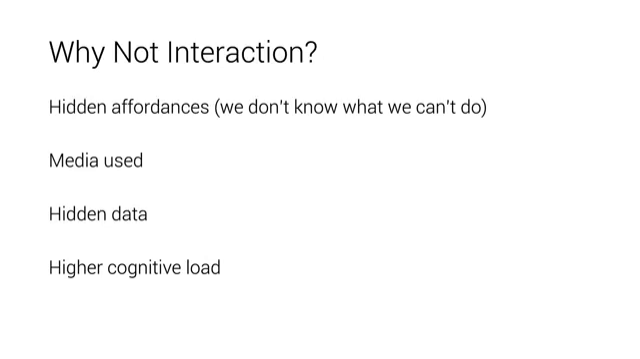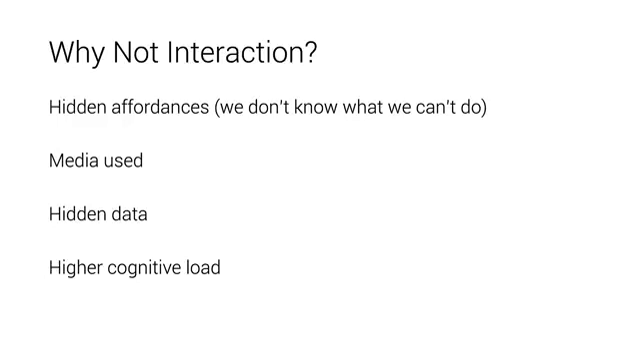So hopefully, again, you've been able to come up with some counterexamples for when interaction might be a bad thing. I think one of the most important ones is that it can introduce what we call hidden affordances. So if we design interactions in such a way that they convey critical information for our users, but we don't make it clear that those interactions exist, we can actually hide people's ability to get the information that they truly need. A more simple way of putting this is, we don't know what we can't do.